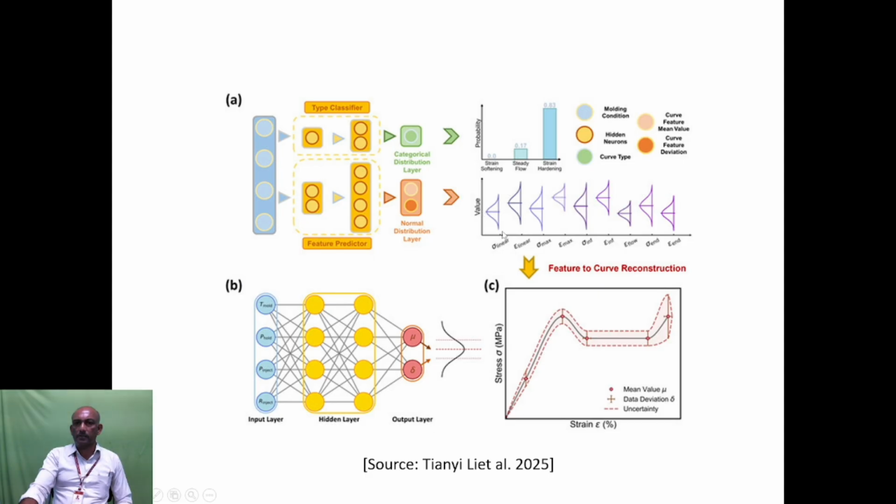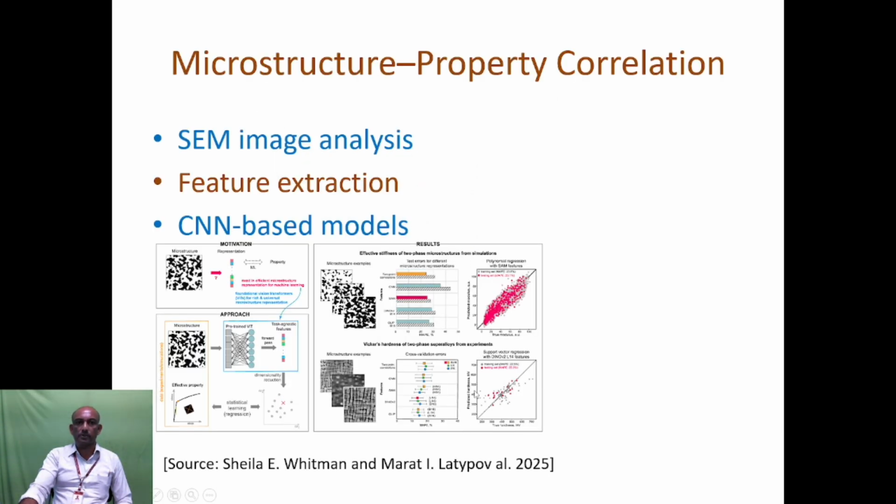So this is a normal distribution for the particular cases. This also we can study using the machine learning method. This is a stress strain curve. This is a mean value. This is a data deviation and uncertainty the author produced. So not only the stress strain curve, the microstructure is also predicted using this machine learning method.